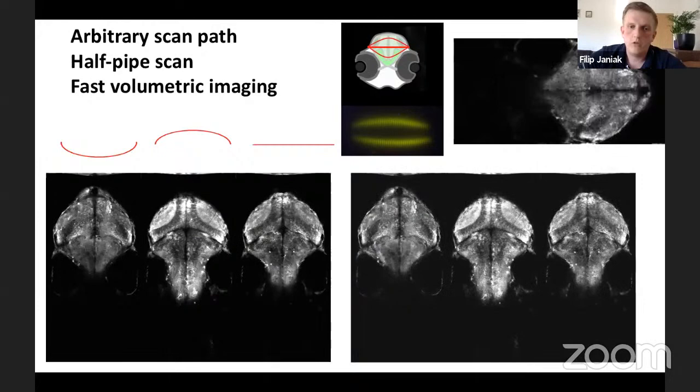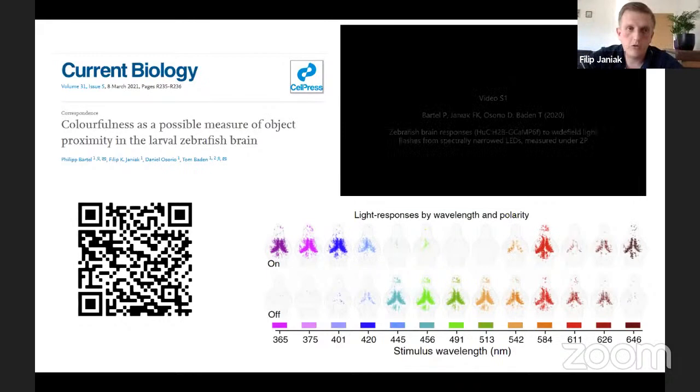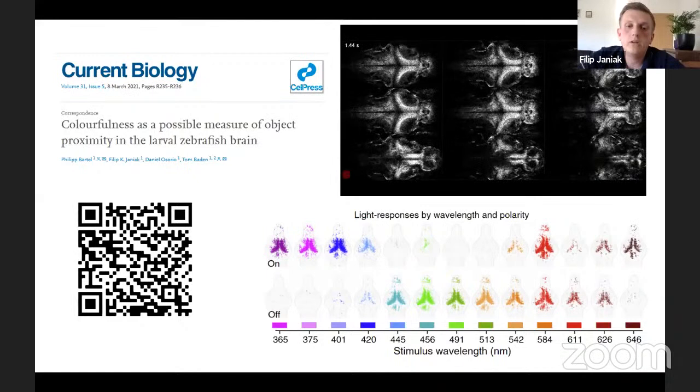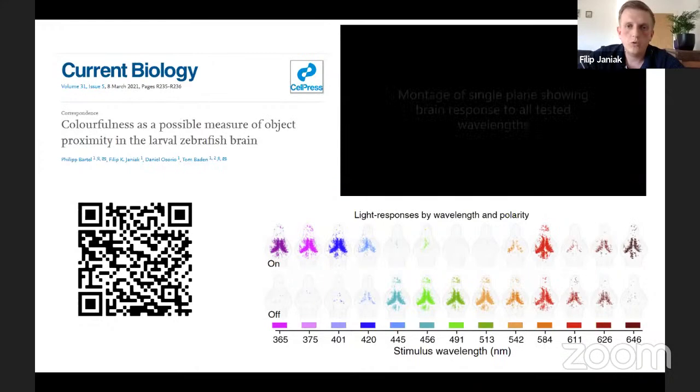This work has been recently published in Current Biology, where we used this method to image the zebrafish on three different bent planes while stimulating it with different colors. For more details, please go to this paper. But I think it's a quite nice presentation of how efficient the bending of the planes is if you want to look into the zebrafish brain, and for example, in this case, the zebrafish tectum.